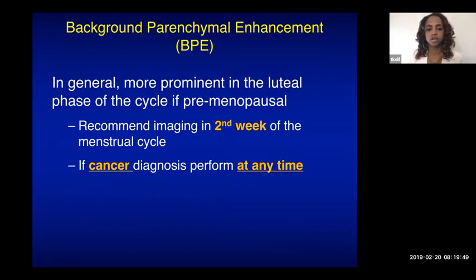One other important point to mention is that, in general, BPE is more prominent in the luteal phase of the cycle, especially if the patient is premenopausal. So the recommended time for imaging a patient for screening is around the 2nd week of the menstrual cycle. If the patient has a cancer diagnosis and you're obtaining the study for evaluation of extent of disease or to screen the contralateral breast, you can do it at any time. But especially if it's for high-risk screening, you want to optimize the time that the study is obtained, so that you're not calling background parenchymal enhancement an abnormal finding.